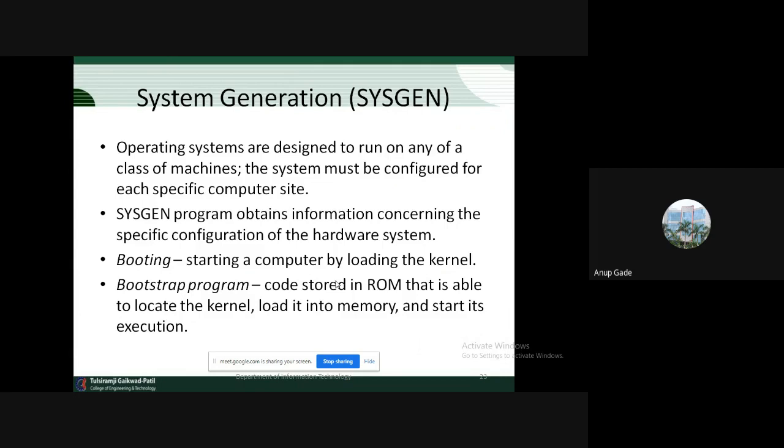The system generation program obtains information related to the specific configuration of the hardware system. Booting plays a very vital role because whenever we start a computer, it loads the kernel. Along with this, the bootstrap program stores the code in ROM that is able to locate the kernel, load it into memory and start its execution. So the bootstrap program is very important, and it loads the kernel whenever you turn on a computer.